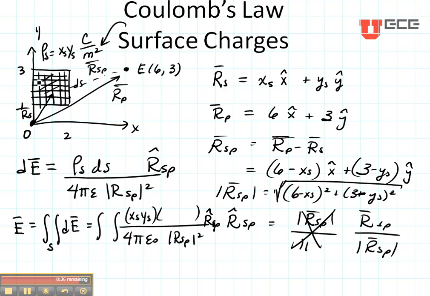Now let's figure out what ds is. We want to be adding up all of the points right here on this surface, so this is going to be dxs dys, xs is going to go from 0 to 2, and ys is going to go from 1 to 3.